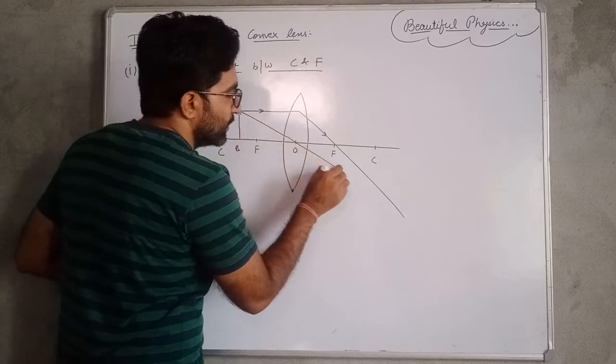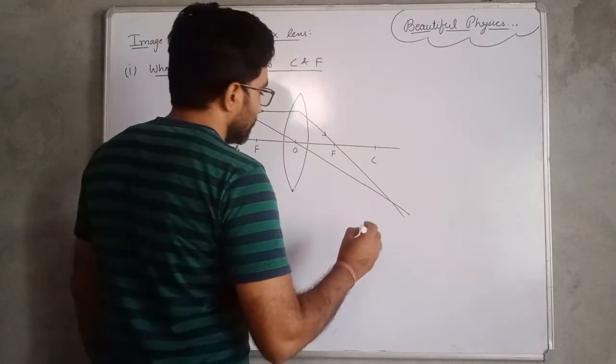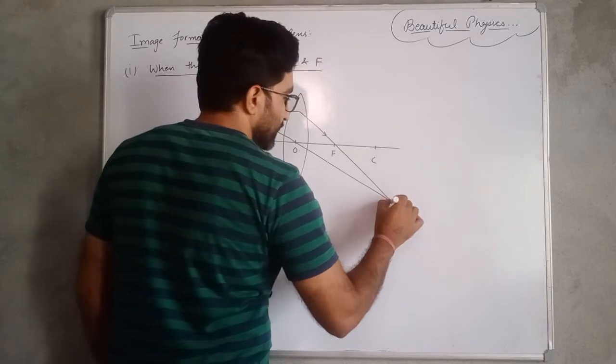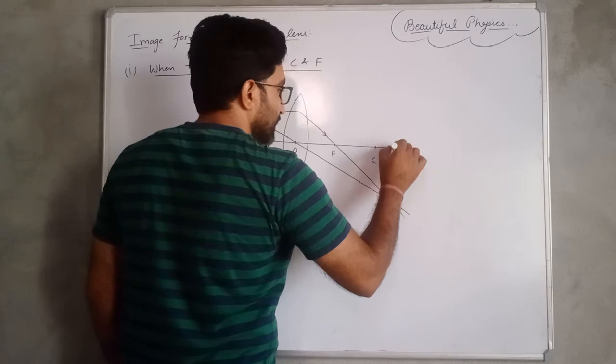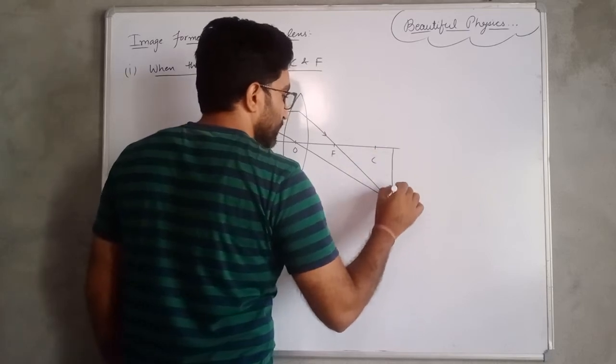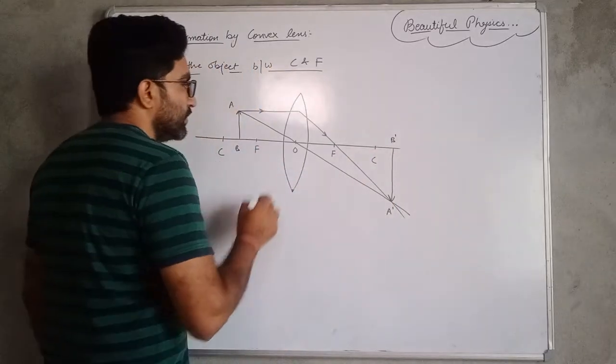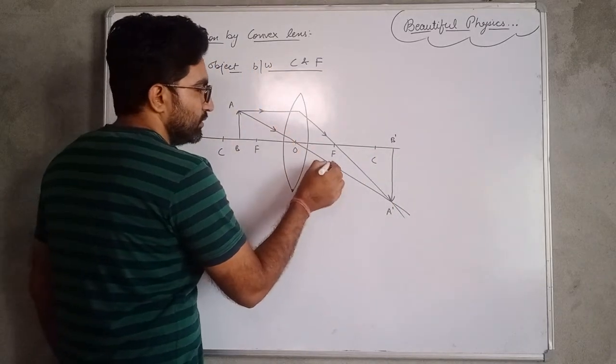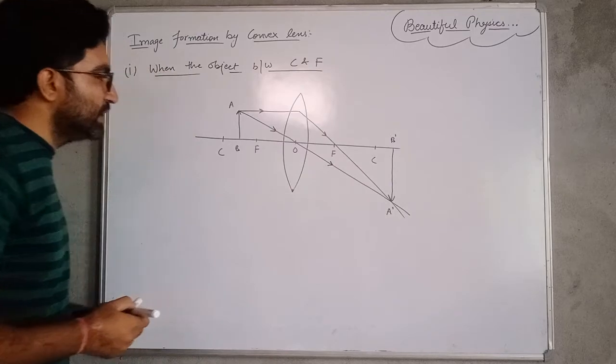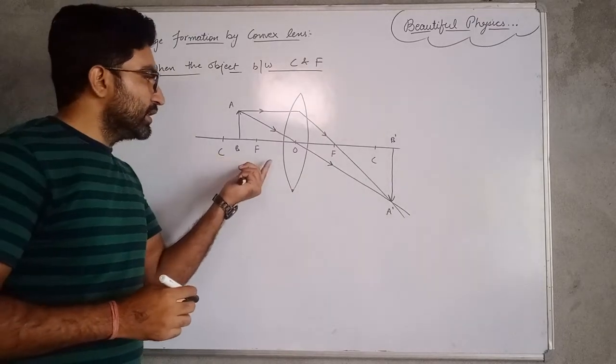And second ray of light will pass through the optical center, and the rays passing through the optical center go in a straight line without any deviation, and our rays of light after refraction meet at this point, and so the image is formed at this point. This is A prime, B prime. Okay, this is the image formation when the object is between center of curvature and the focus.